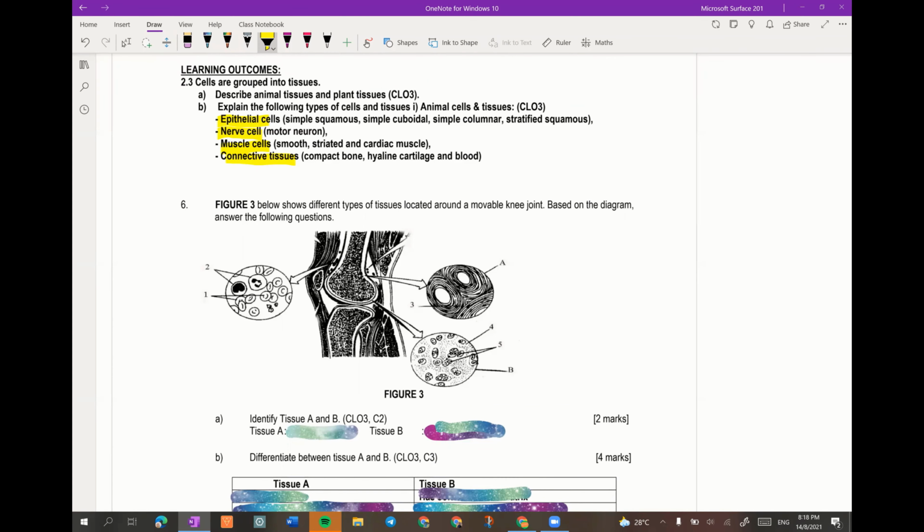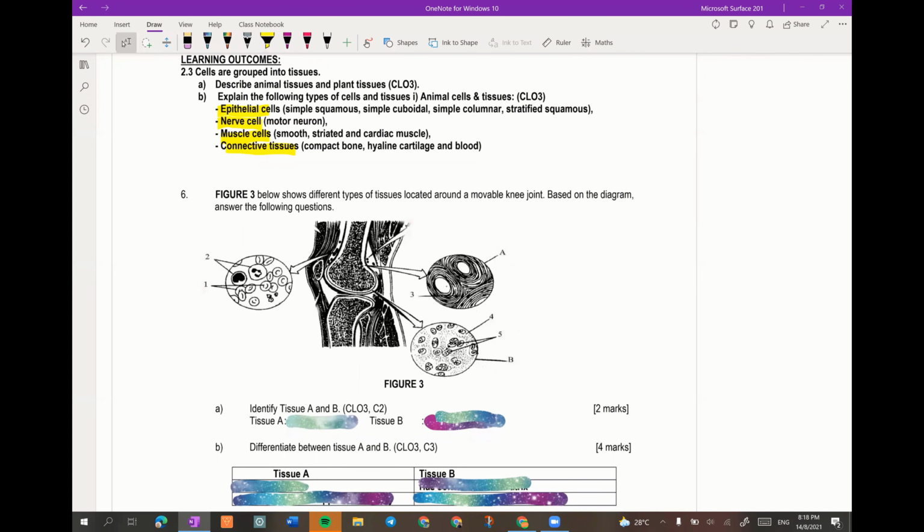So here's ada satu soalan, dia tanya, figure 3 below show different types of tissue located around the movable knee joint. Based on the diagram, answer the following question. Okay, so dia dah bagi awak diagram A, B, and I guess this one will be the C, tapi dia tak tulis, tak apalah. Okay, so kita akan berpandukan this diagram, dan sebenarnya kalau kita tengok dekat sini, there will be a few other cell tissue as well, sebab kita boleh tengok dekat sini dia ada muscle tissue.